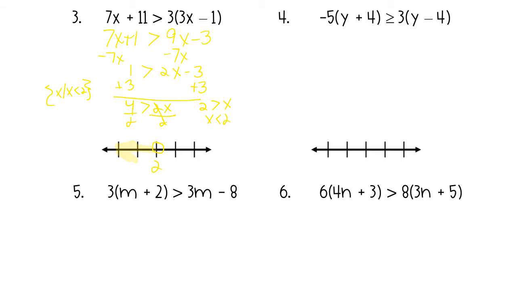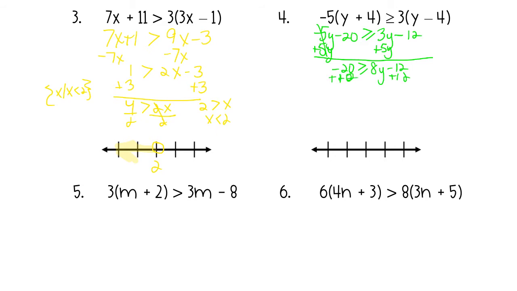Another one, number 4, 2 times to distribute. Negative 5y minus 20 is greater than or equal to 3y minus 12. Let's get our constants together, or our variables together. Add 5y to each side. That gives us negative 20. It's greater than or equal to 8y minus 12. Now we add 12 to each side.